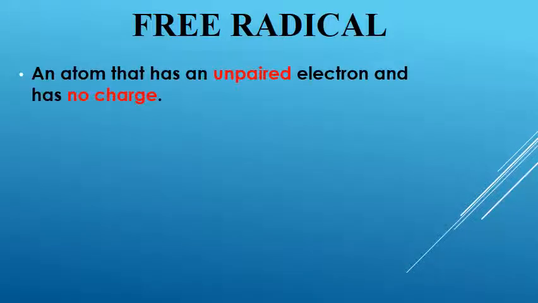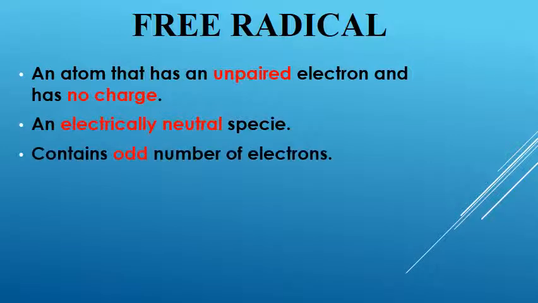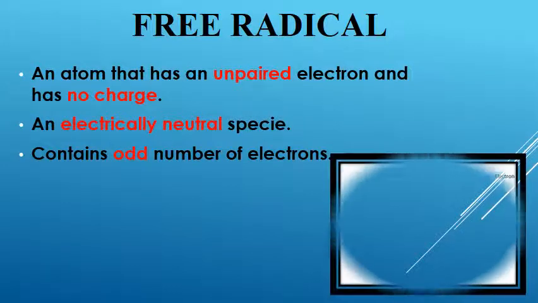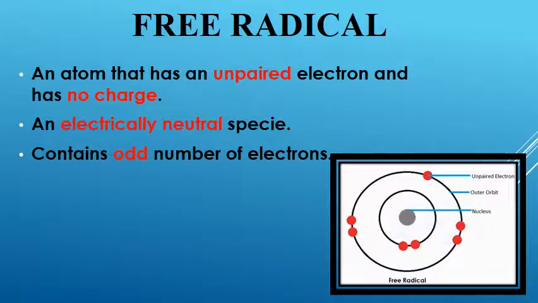And the last chemical species is a free radical. A free radical is an atom that has an unpaired electron and it does not have a charge, and for that reason free radicals are electrically neutral species and they contain an odd number of electrons, compared to ions which contain an even number of electrons.